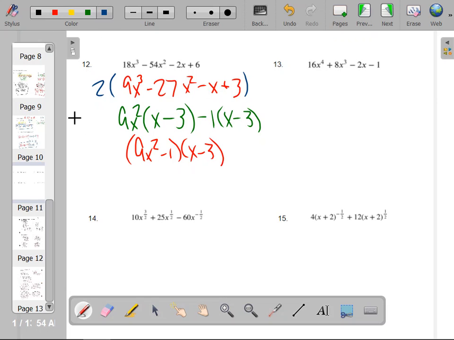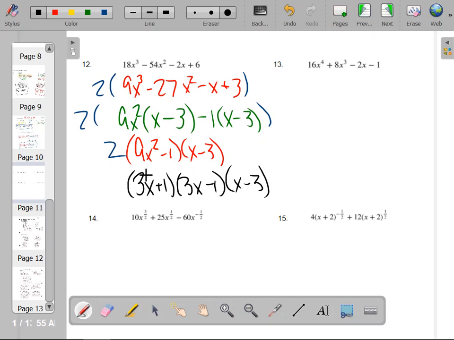I still have a 2 on the outside. Don't forget about that 2. We're almost finished, but when you have nonlinear terms, you better make sure: 9x squared, that's a perfect square. 1, that's a perfect square. This is a difference of perfect squares, so you can actually keep going in this one. This would be 3x plus 1, 3x minus 1. I still have x minus 3, and then I put that 2 out front. So now I'm completely factored. Make sure you look for difference of squares or sum or difference of cubes.